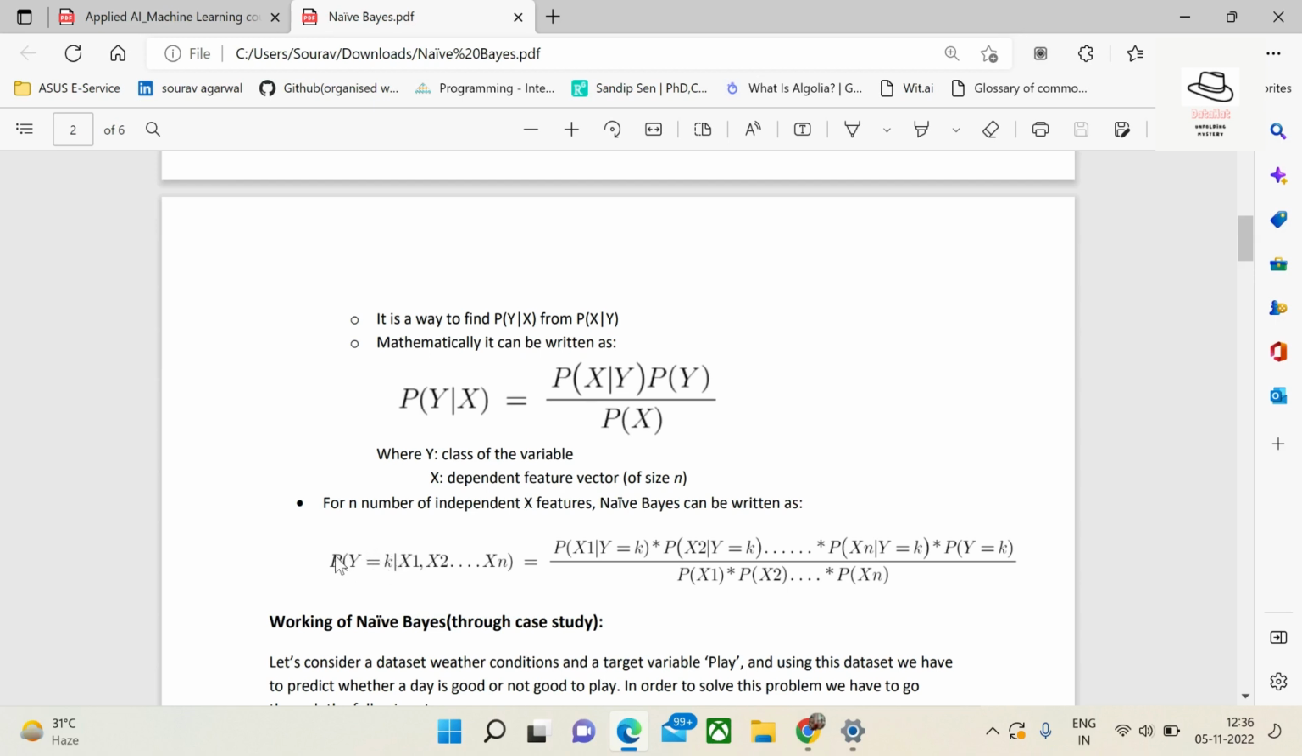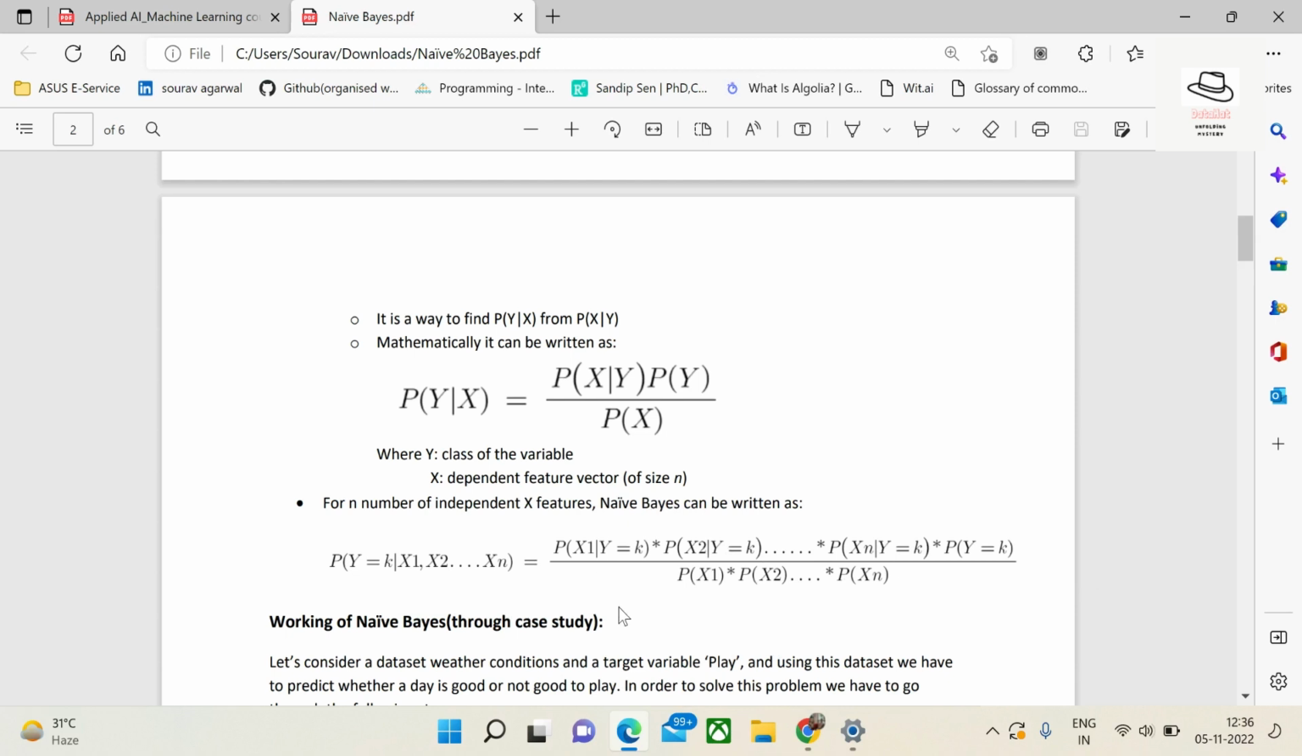Here y is our class or target label, and given the set of input features capital X1, capital X2, capital X3, and so on up to Xn, this would be denoted as probability of x1 given y equal to k, multiplied by probability of x2 given y equal to k, and so on and so forth based on this equation.